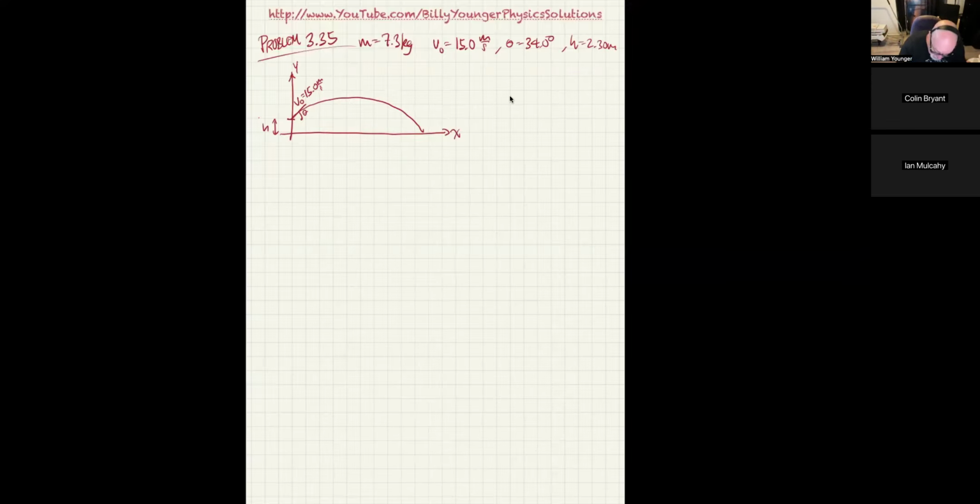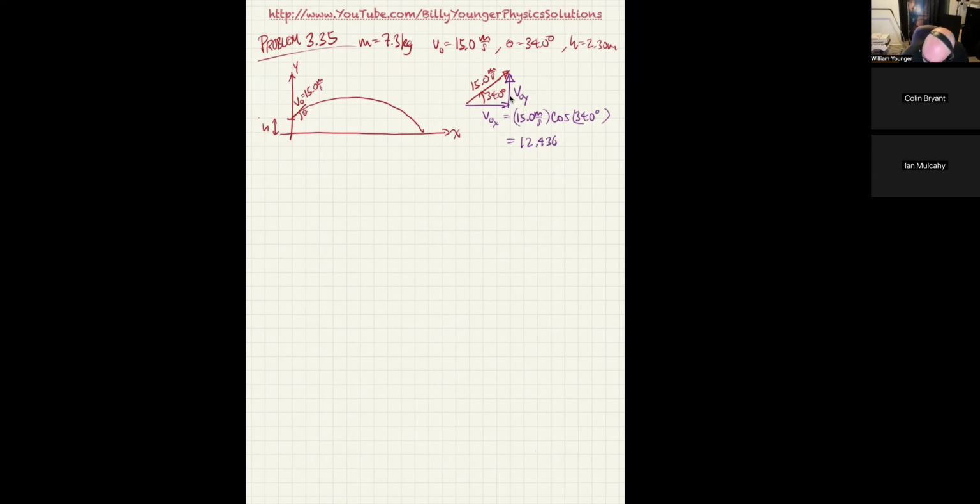In order to do that, I first have to take this 15.0 meters per second at 34.0 degrees, and convert it to X and Y components. So this is V0Y and this is V0X. And V0X is going to be 15.0 meters per second times cosine 34.0 degrees. And yes, that's going to be 12.4, or yep, 12.436. I'll just carry a couple extra digits.